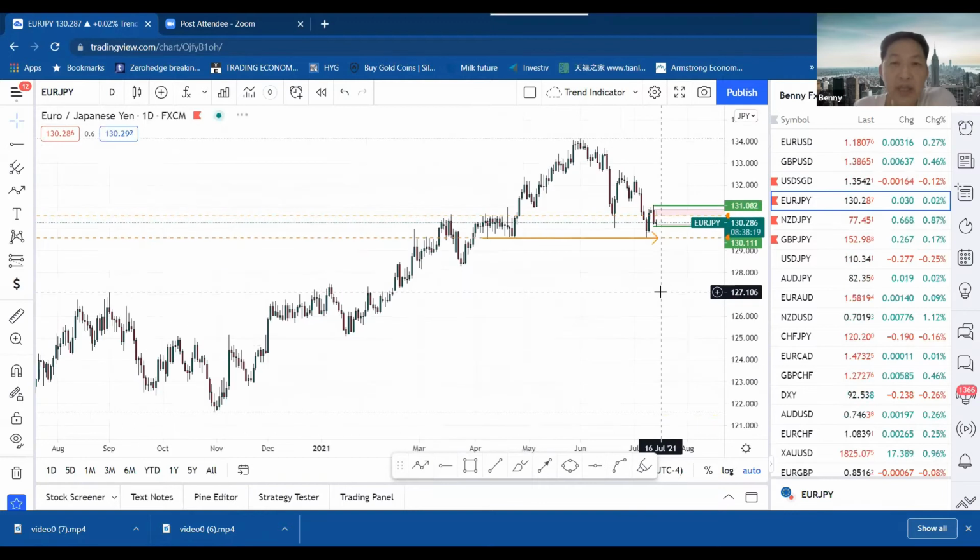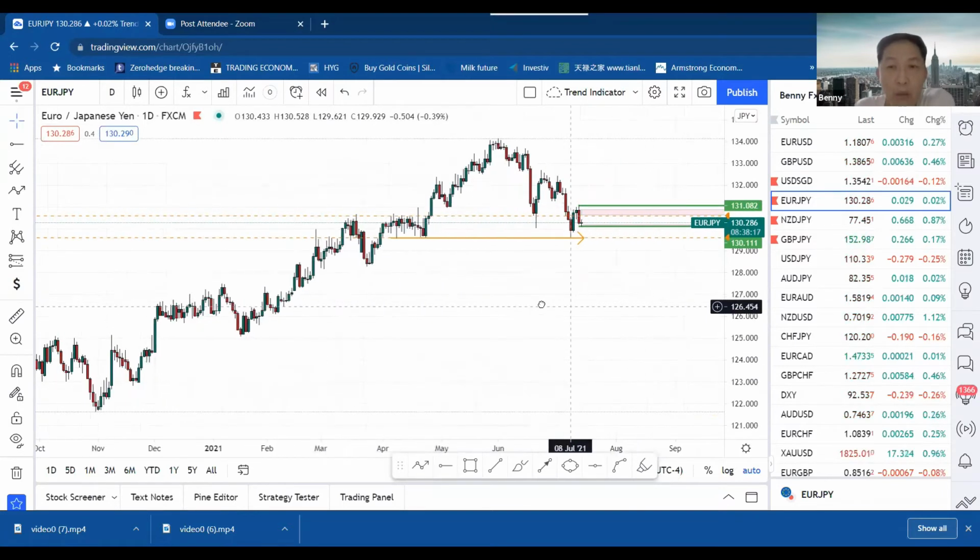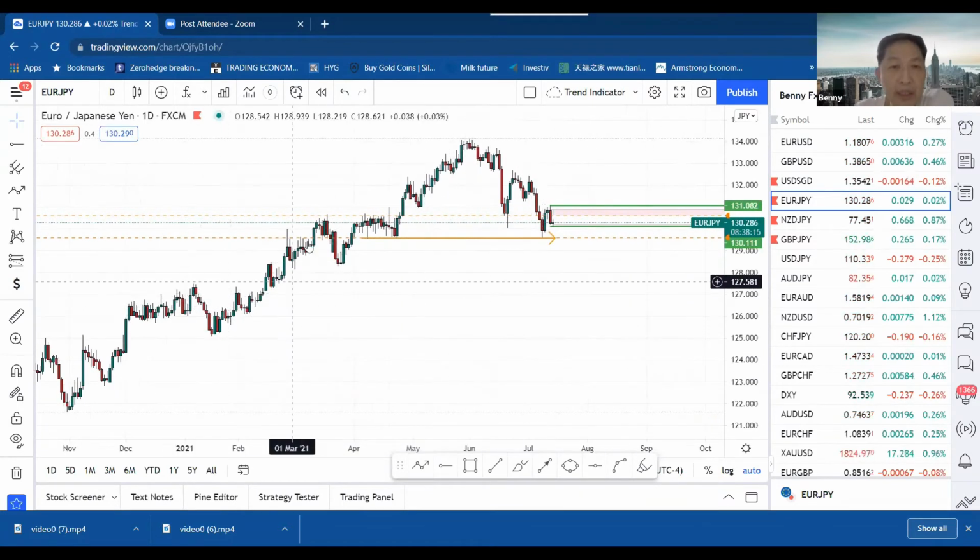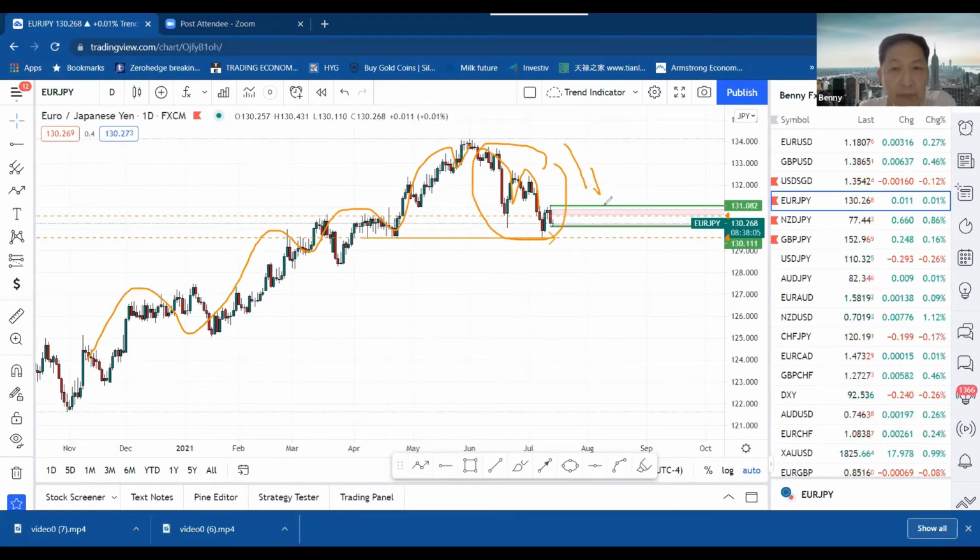Okay, euro yen again, the same thing. I'm looking to go long, right? Clearly, it is an uptrend, and this is actually a pullback. You see the price in the uptrend, and this is a bearish pullback, down, right? So we are looking for long.